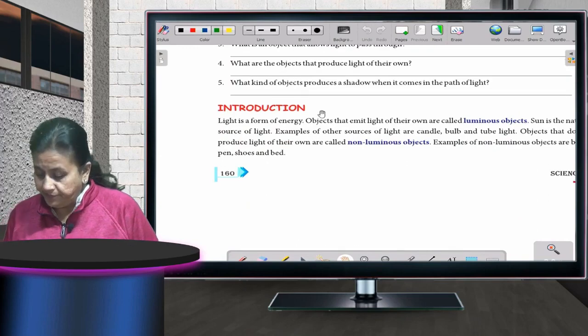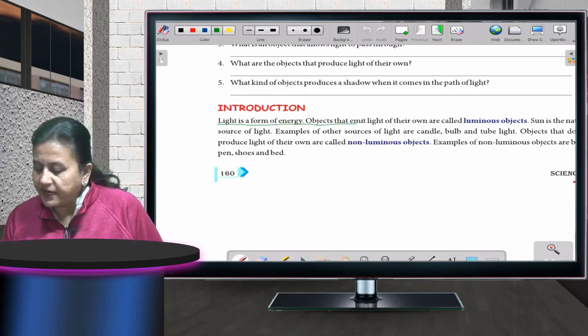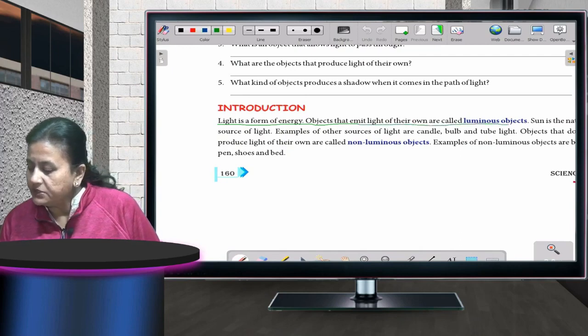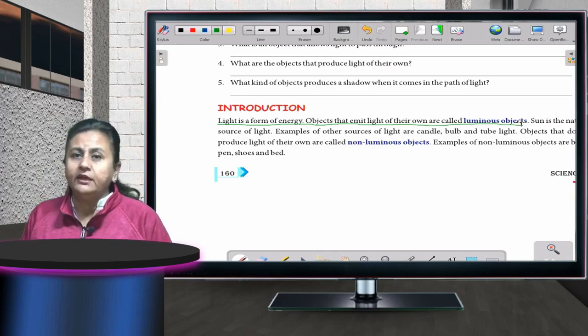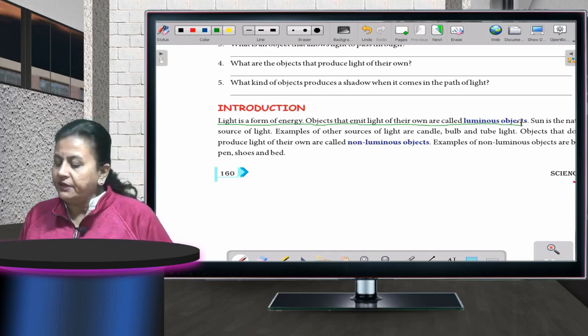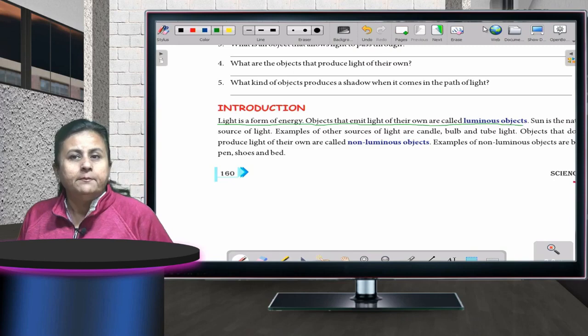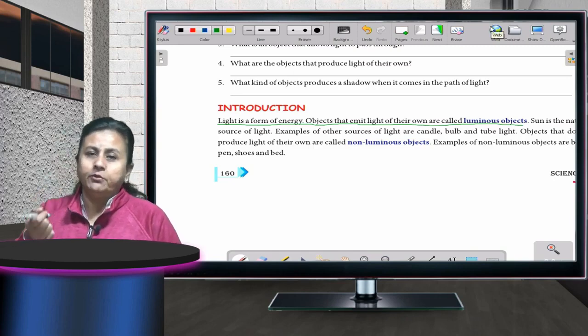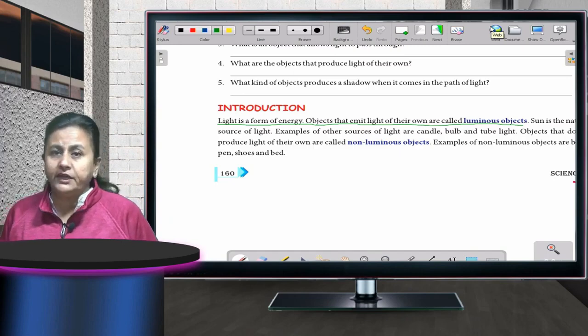See children, light is a form of energy. Objects that emit light of their own are called luminous objects. Light is a form of energy which makes anything visible. The things which emit their own light are called luminous objects, like I told you just now about the sun. On the other hand, the things which do not emit light on their own are called non-luminous objects, like the pen in my hand, the book which you have. These are all non-luminous objects because they are not emitting light of their own.